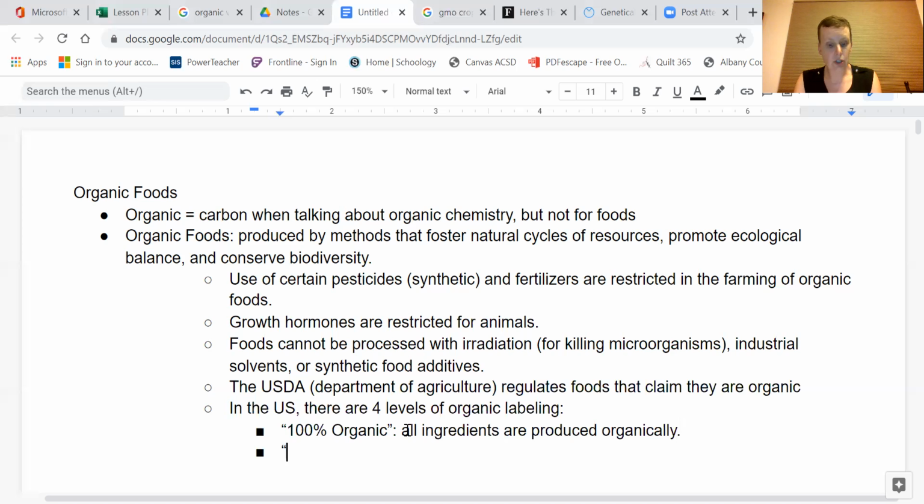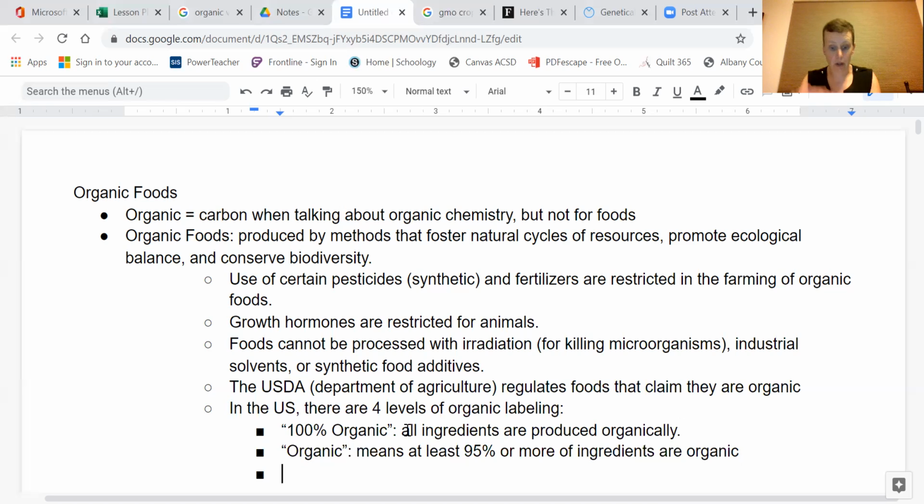A second label is just the word organic. And for that label, it means at least 95% or more of ingredients are organic. At least 95%. So that's a lot. That's almost all of it. Okay. Then the third one is made with organic ingredients. And what that one means is contains at least 70% organic ingredients.